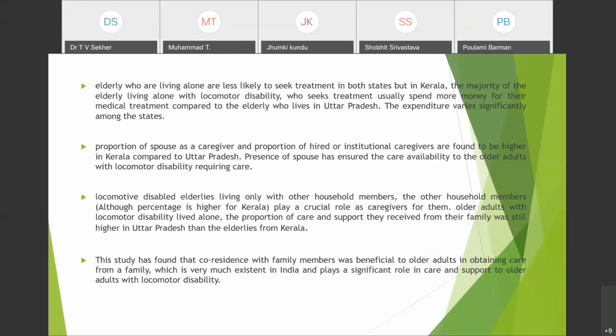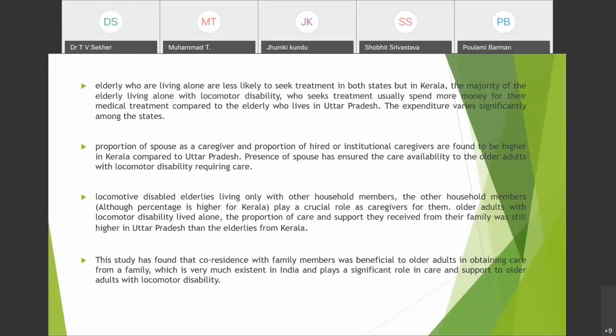With respect to the type of caregivers across living arrangements, the proportion of spouse as a caregiver and the proportion of hired or institutional caregivers are found to be higher in Kerala compared to UP. Presence of a spouse has ensured care availability to older adults with locomotor disability requiring care. The non-familial sources of caregiving were steadily becoming visible among the disabled older adults living alone in Kerala.